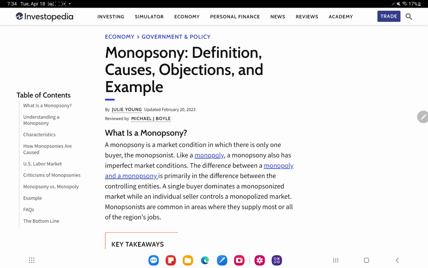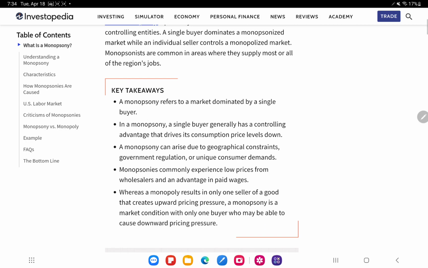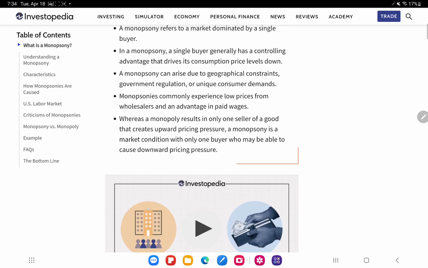Monopsonists are common in areas where they supply most or all of the region's jobs. So, key takeaways: monopsony refers to a market dominated by a single buyer. So, just a single buyer, and monopolies are single sellers. All right, that makes sense.